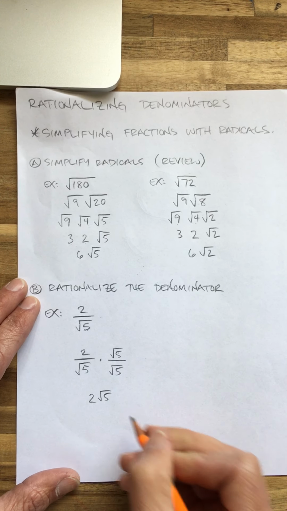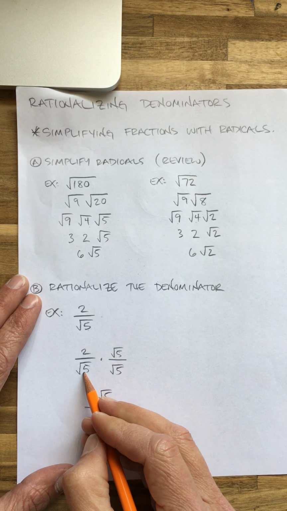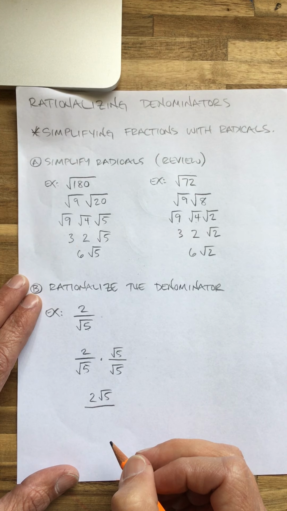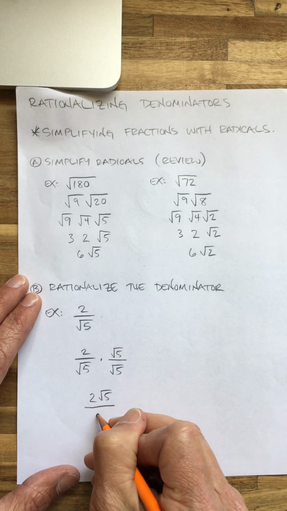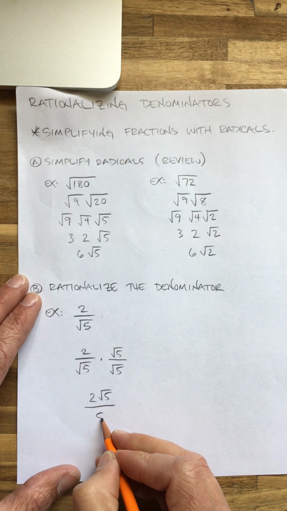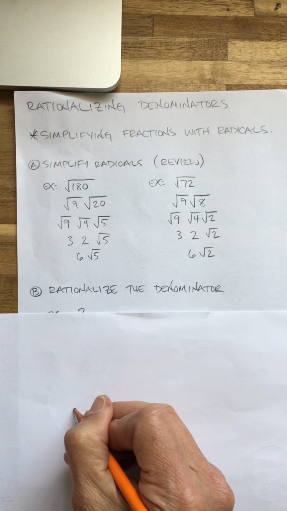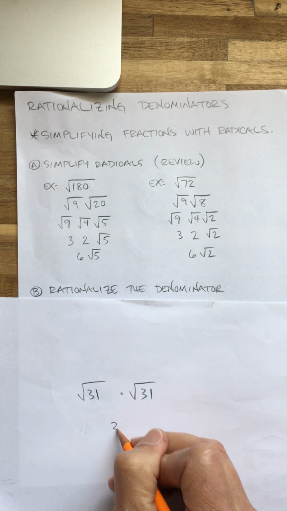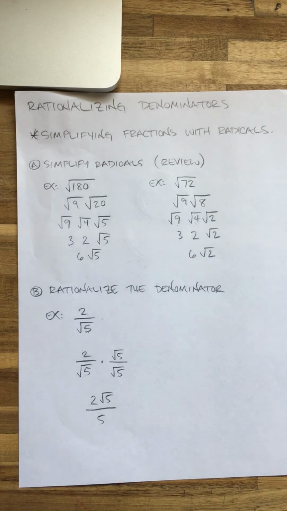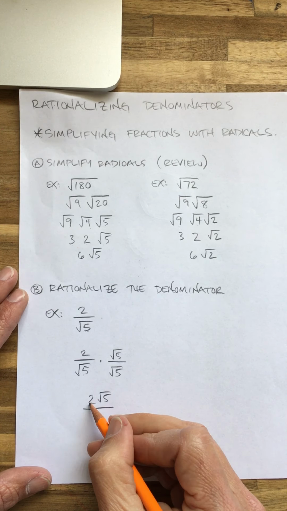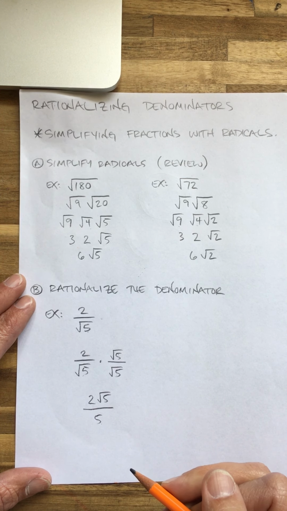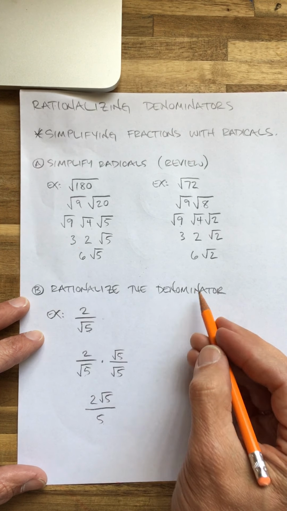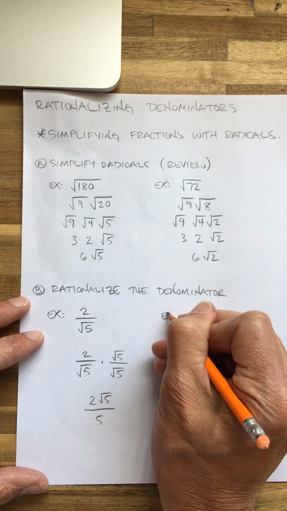Now, that was tough, okay? Divided by, well, what's the square root of 5 times the square root of 5? That's the square root of 25. What's the square root of 25? It's 5. So the square root of 5 times the square root of 5 is just 5. Watch this. What's the square root of 31 times the square root of 31? Any guesses? You got it. It's 31. Okay? So that's how it works. And now take a look. I have 2 times the square root of 5 divided by 5. Do I have a radical in the denominator anymore? No. So guess what I've just done? I've rationalized the denominator.